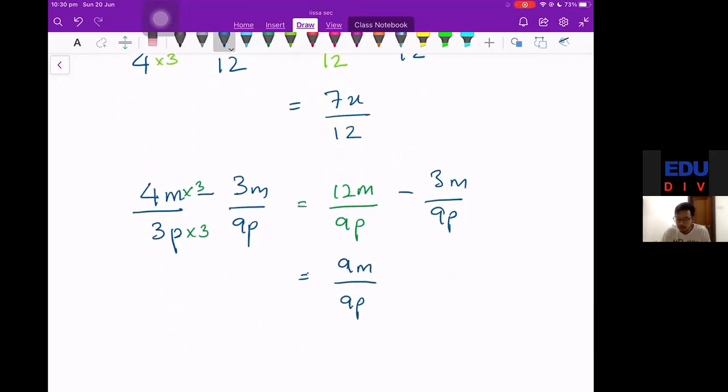Now, here we can see we can still simplify it. Because you have 9 at the front and down here is 9, we can just cancel that out. So it will become m over p.